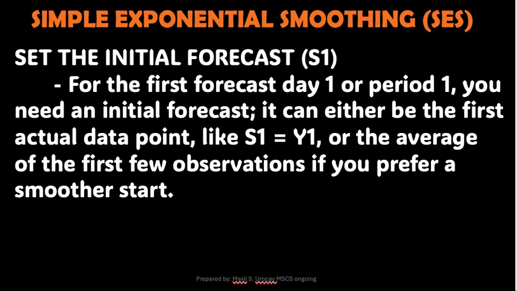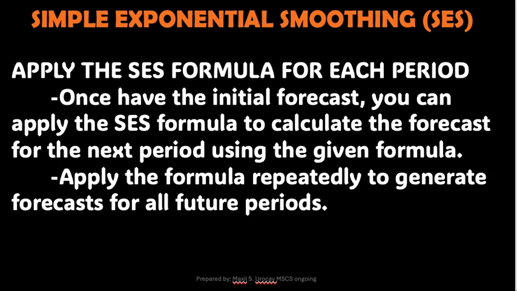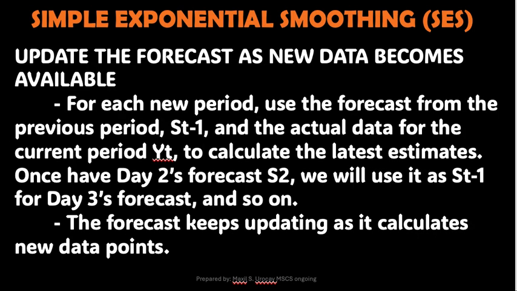And for simple exponential smoothing, apply the formula that we have earlier for each period. Once you have the initial forecast, you can apply the formula to calculate the forecast for the next period using the given formula. Apply the formula repeatedly to generate forecasts for all future periods. That's how it works.